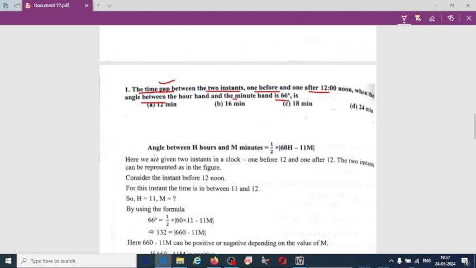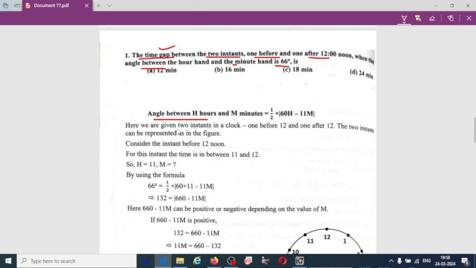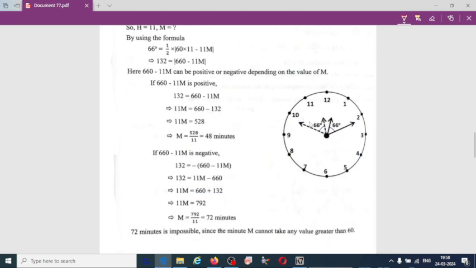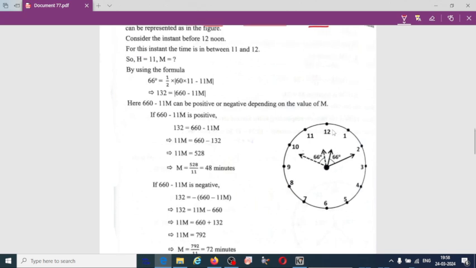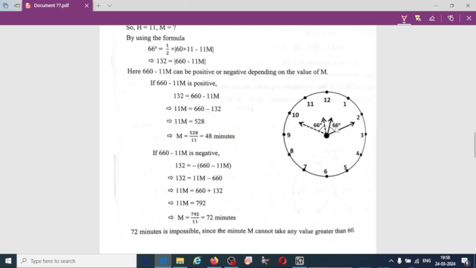For this you should first write the angle between hour and minute hand standard formula. Then according to the question, two instants in clock, one before 12 and one after 12. So we can represent it in this clock diagram. One before and one after 12, between them the angle is 66 degree. This is the angle, before and after.